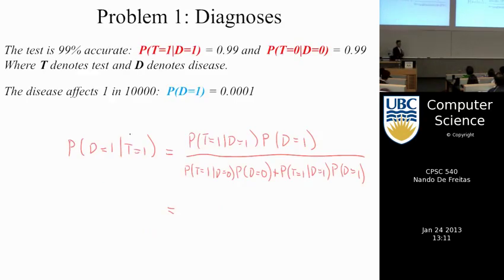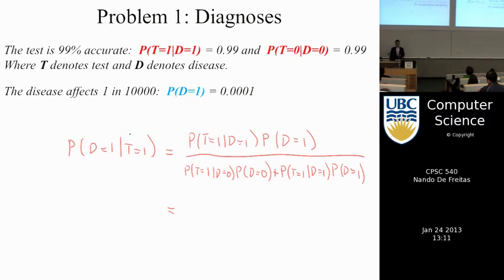So let's go back to our diagnosis problem. The probability that the test is accurate, that is, the probability that the test is true given that you have the disease, is 0.99. D denotes disease as a random variable, and T denotes the test. I also said that the disease only affects 1 in 10,000 people. That means the probability is 1 over 10,000, or 0.0001.